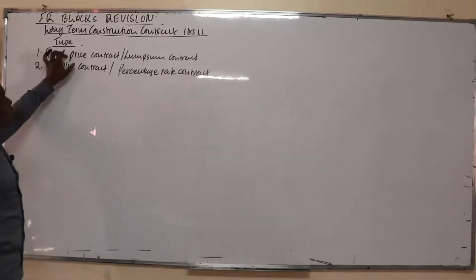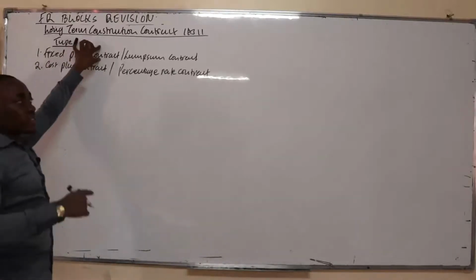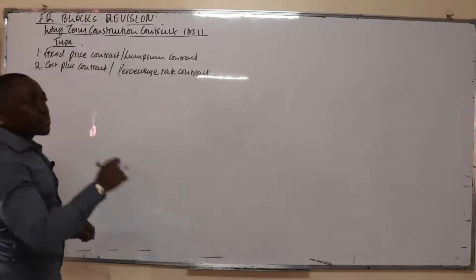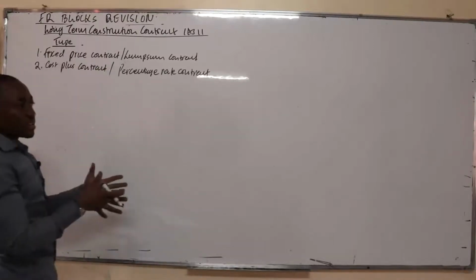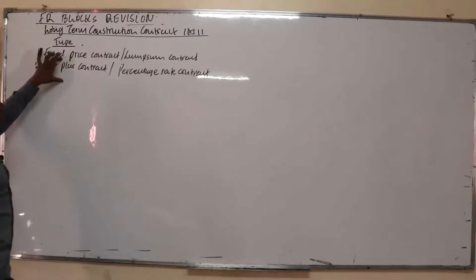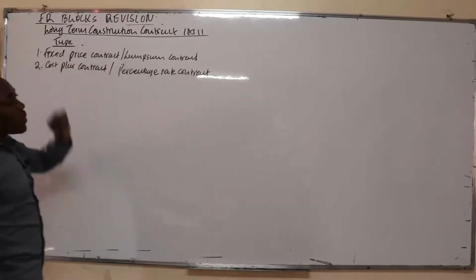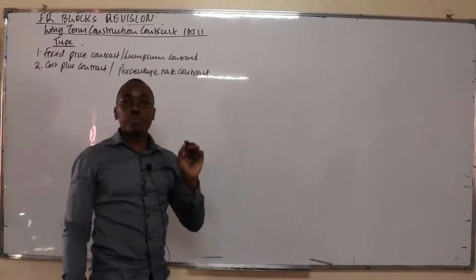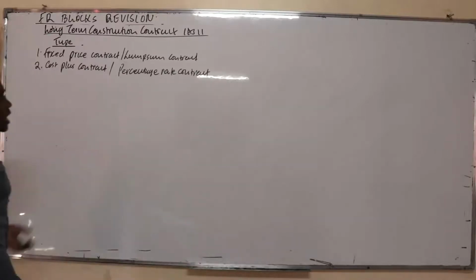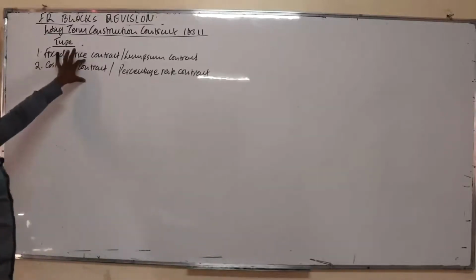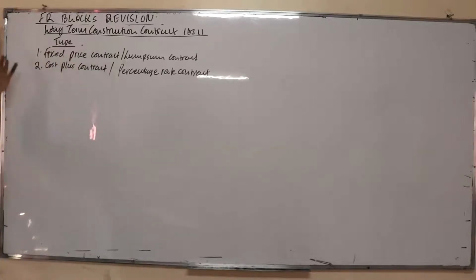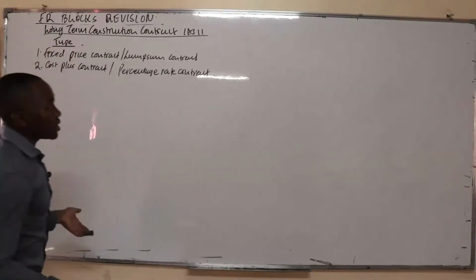So the fixed price contract is a contract whose price is determined before the inception. Before you start the contract, you agree in advance. Then we have the cost plus contract. It is a contract whose price can only be determined upon completion of the contract. And why is that? This is because it's applied mostly when it's difficult to estimate the contract cost.